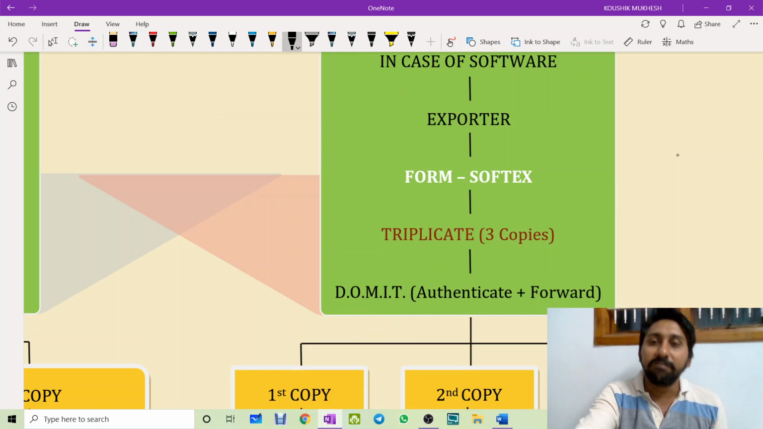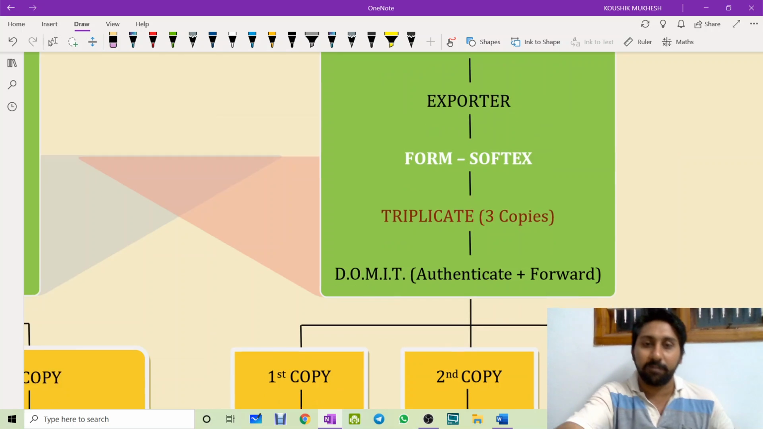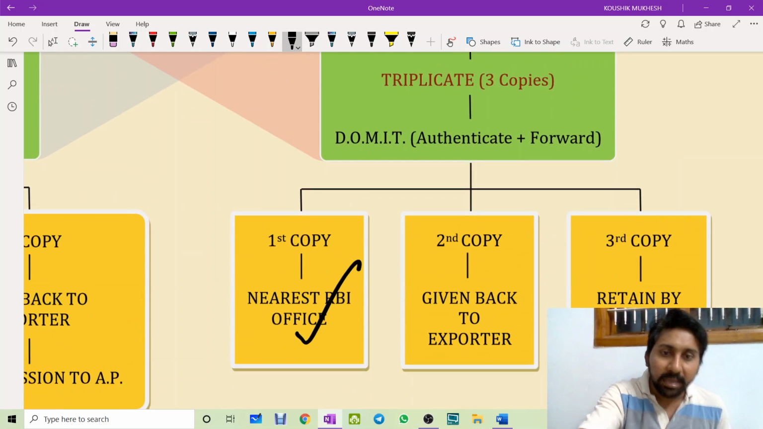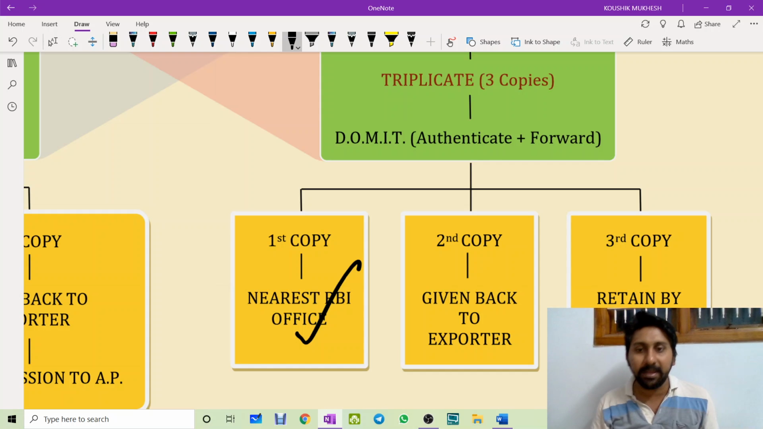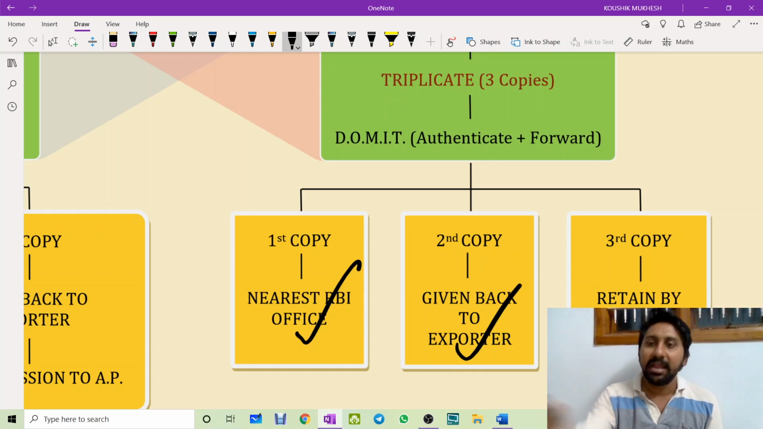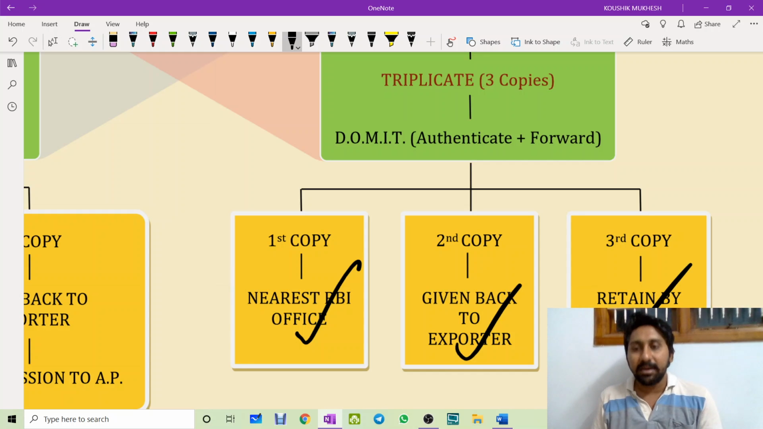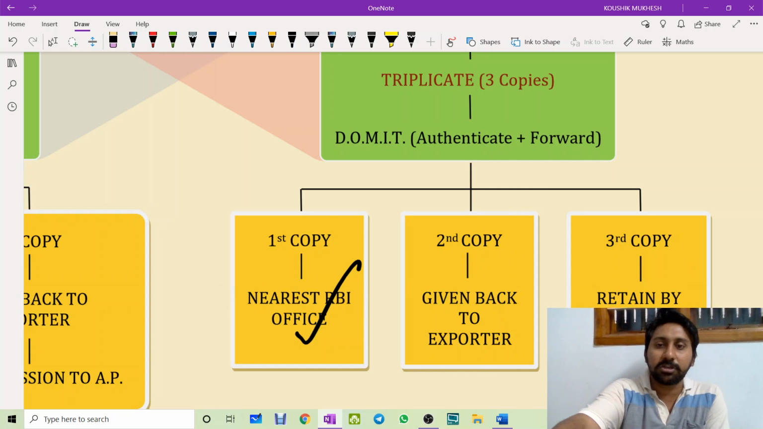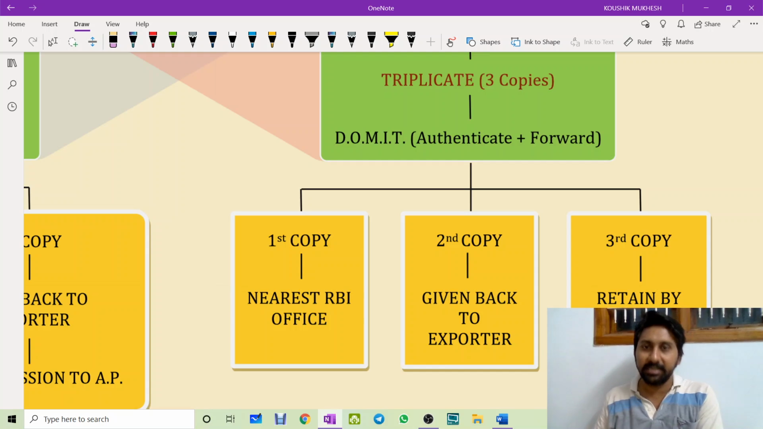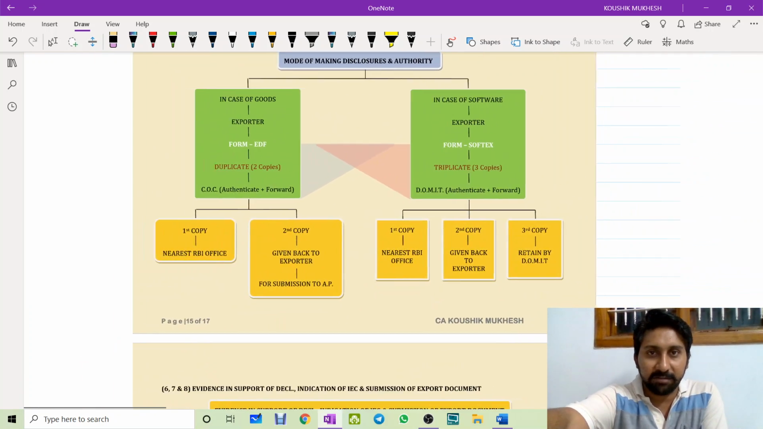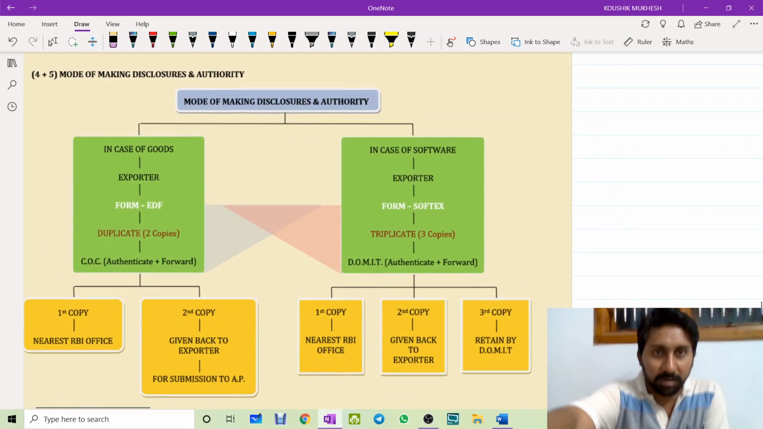That person will be receiving three copies. He will do authentication and forward. Forward the first copy to whom? The nearest RBI office. The second copy goes to the exporter, who will give it to the authorized person, and the third copy will be retained by the designated official of the Ministry of Information Technology. So this is how the authentication will be made. Hope everyone understands up to here very clearly.